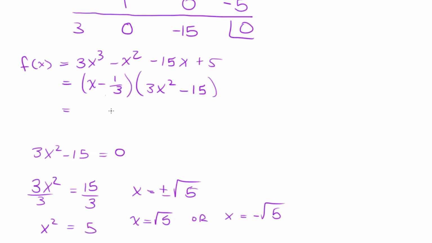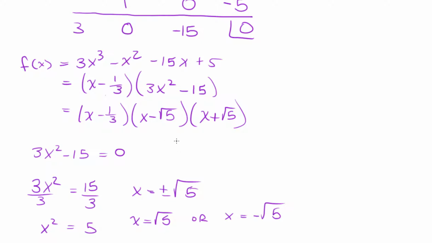Now, in order to factorize this polynomial, I'm going to write x minus 1/3, x minus radical 5, and x minus minus, which makes plus radical 5. And that will be the solution.